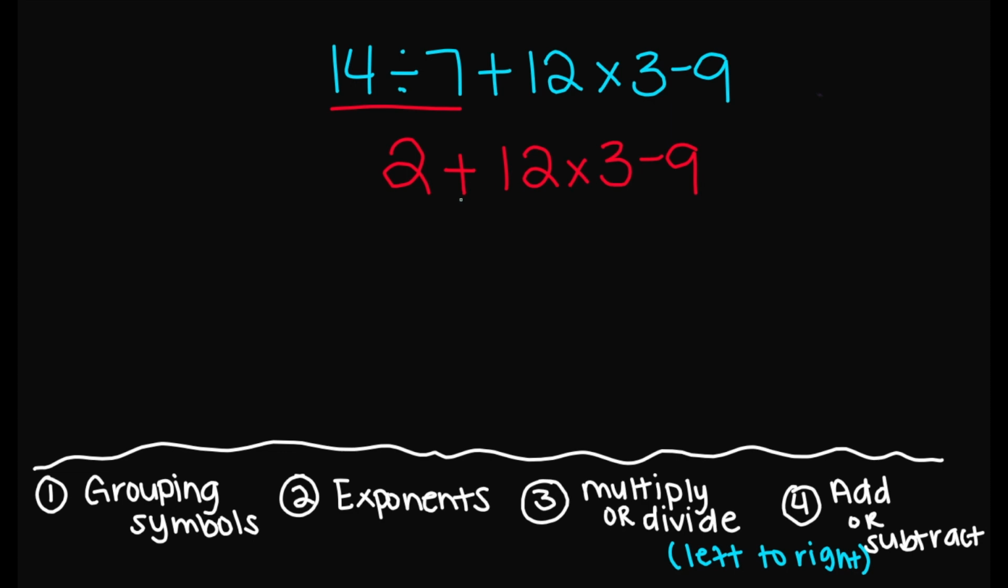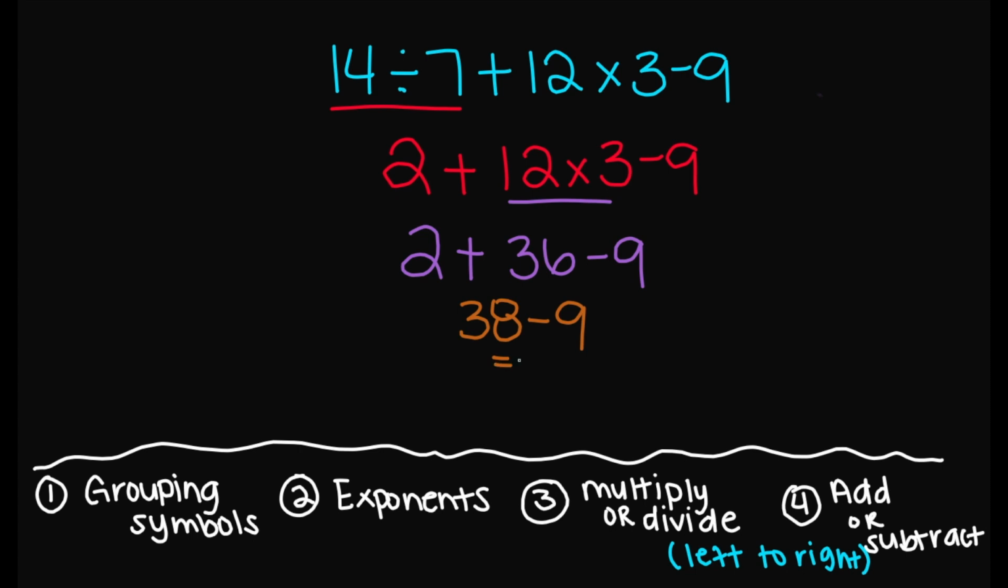So now I have addition, multiplication, and subtraction. So based on my order of operations, we still need to multiply before I add or subtract. So I'm going to do 2 plus 12 times 3. This is going to equal 36, and then minus 9. Now I am left with addition and subtraction. So I'm going to go from left to right. So 2 plus 36, this is going to equal 38. 38 minus 9, this is going to equal 29. So your final answer here is 29.